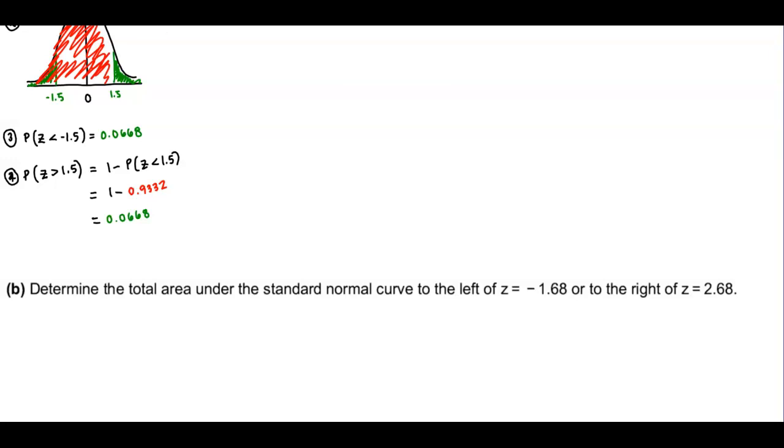So now we want to add up those two areas. So we have 0.0668 plus 0.0668, which gives us a probability of 0.1336.